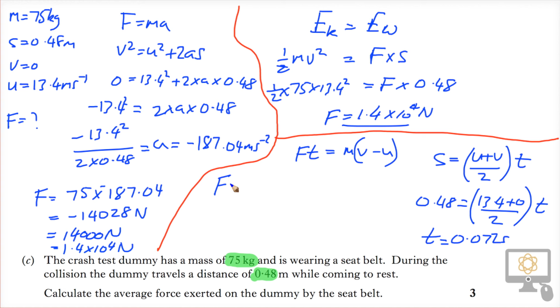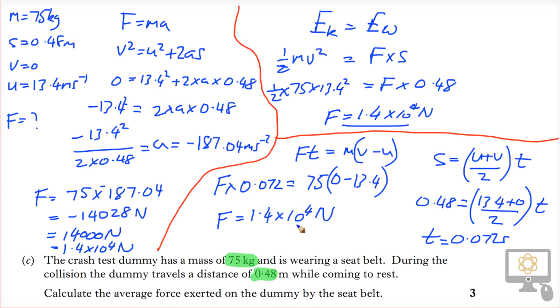So F times 0.072 is equal to the change of momentum. And this is the mass of the dummy times its final speed, 0, minus its initial speed, 13.4. Rearranging all of that, as you might expect, gives us the force on the dummy, which is again 1.4 times 10 to the 4 newtons. So there we go. That's why I love physics. There are so many ways of doing the same thing.